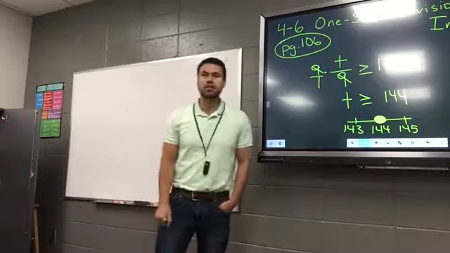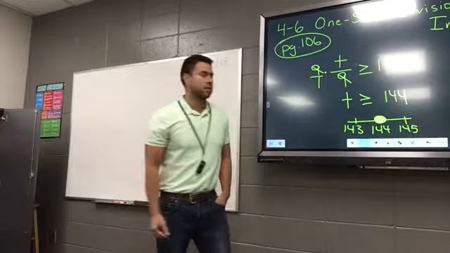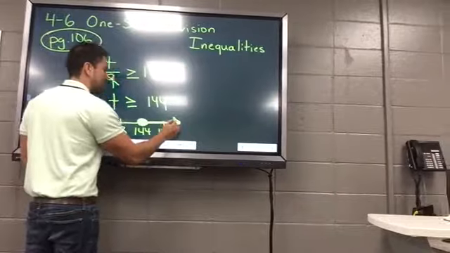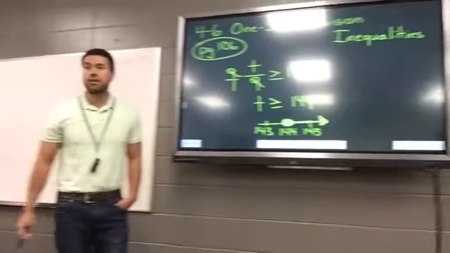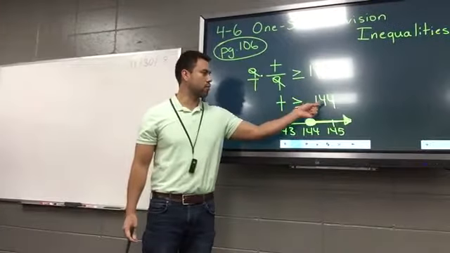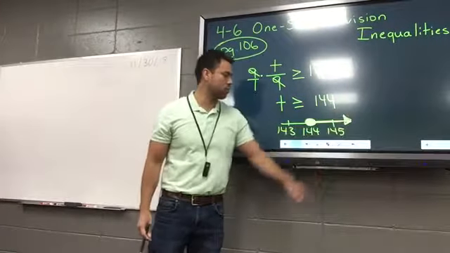Alex, which way should the line go? To the right. Drew, why is it to the right? Because t is greater than 144. Good, because t is greater than or equal to 144. It's anything that's bigger than 144.